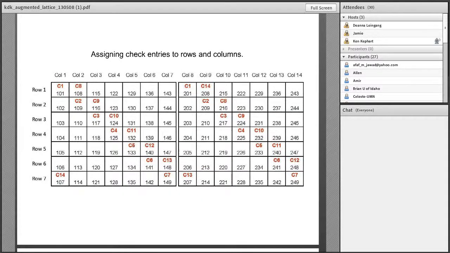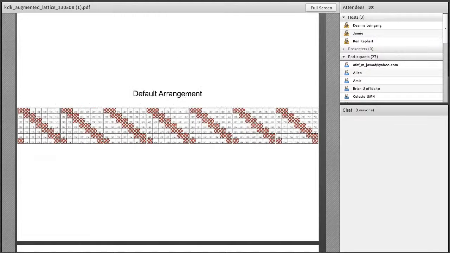So how do we go about assigning checks into the rows and columns of this design? So here we have a 7 by 7 lattice. This is a single replication. My numbering scheme usually is, rep 1 is in the hundreds. Rep 2 would be a 200 series set of numbers. Third rep would be 300 and so forth.